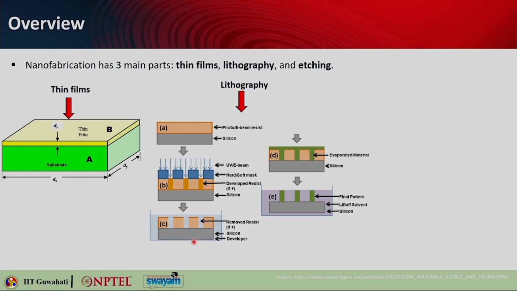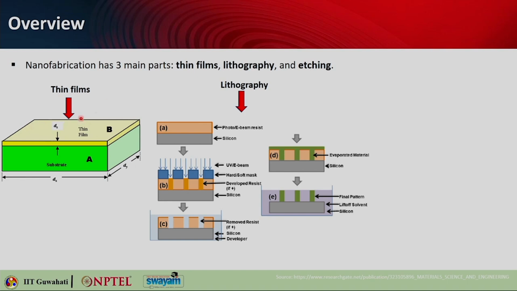This is the pattern of the resist that remains. After that you can evaporate material, and that material fills in this particular gap, and then when you remove the photoresist completely, these are the patterns which are developed on the silicon. This is done by putting it in a lift-off solvent. All these are the standard processes in nanofabrication technology. We will look into this in the next lecture.